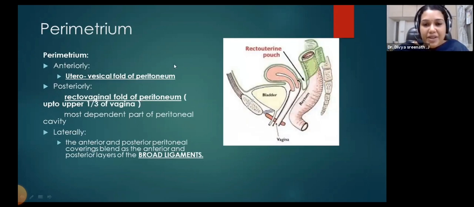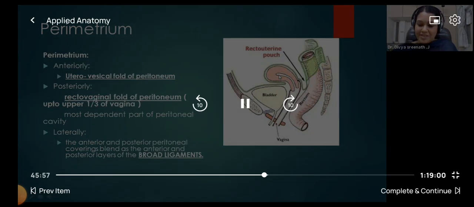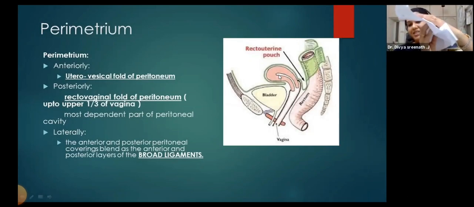Another thing is the perimetrium. Perimetrium is the outer covering of the uterus, like the peritoneal covering. This outer perimetrium is contributed by the peritoneal layer, which contributes to the uterovesical pouch as well as the rectouterine pouch. And this is the uterus, and it is covered by this layer. Anteriorly it is the uterovesical pouch and posteriorly it is the rectouterine pouch.